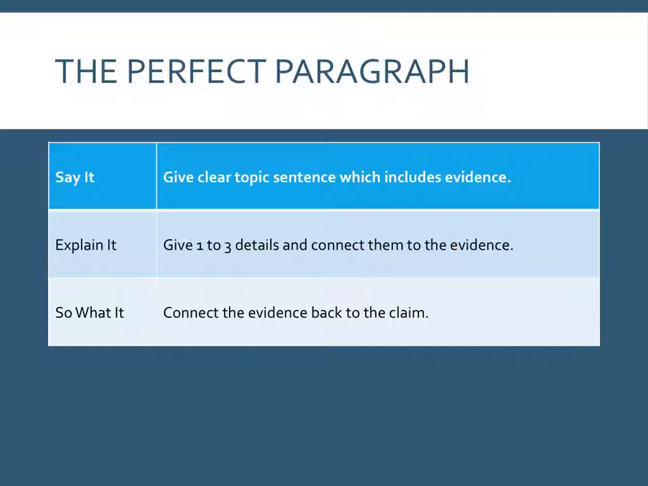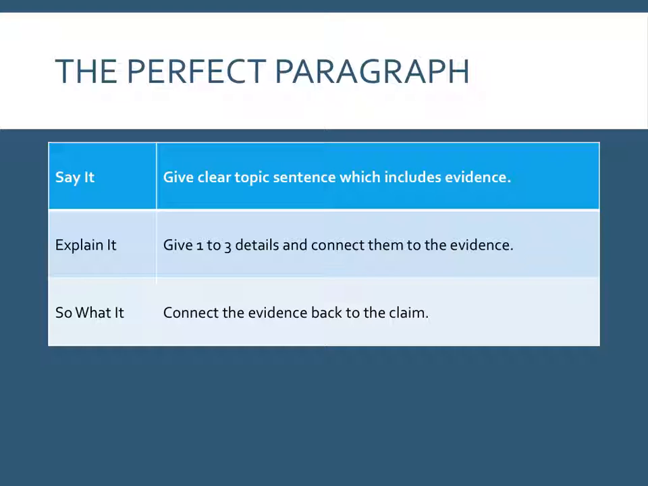Alright, we'll start at that 2 level, what you have to have for that, and that is the perfect paragraph. I know this is something that you've talked about before, so consider this just a review. We can go back to that lovely method of say it, explain it, so what it. And if you've forgotten what that means, if you say it at the start of your paragraph, you're going to give a clear topic sentence which includes the evidence that you have come up with to support your claim.